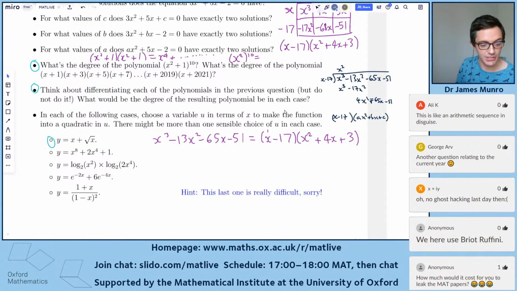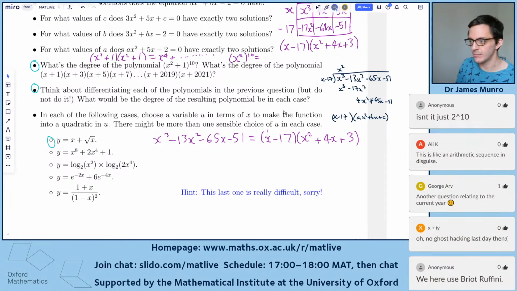Is it just 2 to the 10, says someone in chat? And I think it's not. I think it's 2 times 10, because this is like some powers rule stuff, like indices, right? X squared to the power of 10 means x squared times x squared times x squared times x squared times x squared times x squared times x squared times x squared times x squared times x squared, which, if you're following along, is x to the power of 20. It's 10 copies of x squared, all multiplied together.